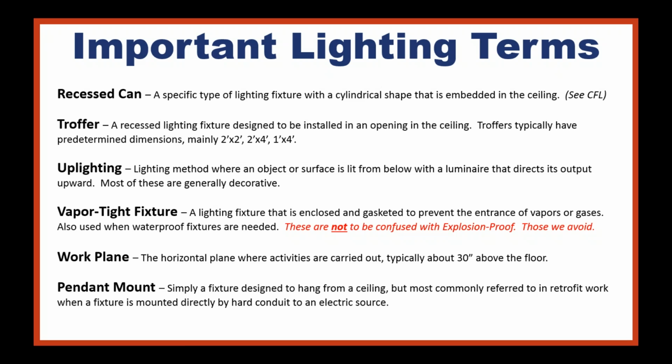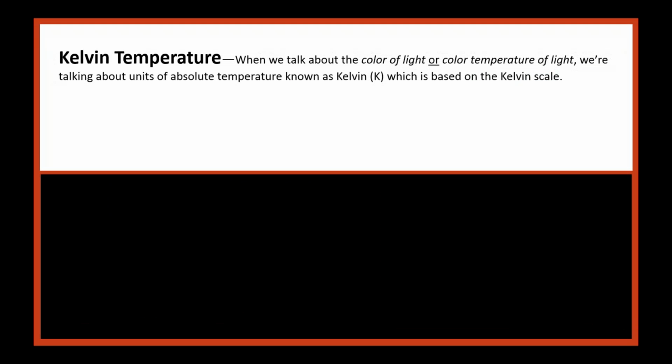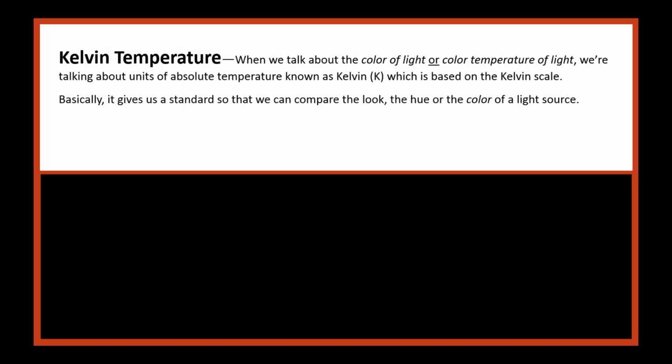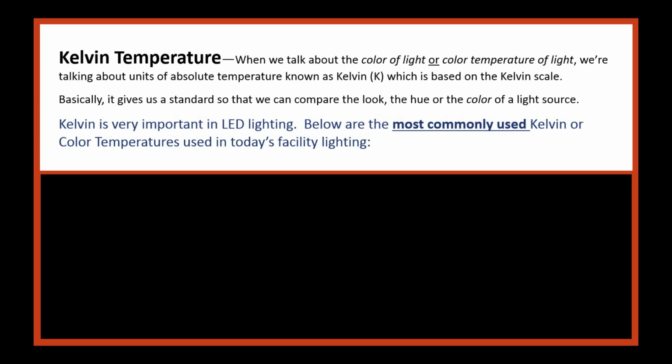The one term we are going to cover is Kelvin temperature. When we're talking about Kelvin temperature, we're talking about the color of light or the color temperature of the light. The system itself, why we call it Kelvin temperature, it's based on the Kelvin scale. So basically it gives us a standard so that we can compare the hue, the look, the color of light. A lot of people just simply refer to it as the color of light. Kelvin is very important in LED lighting. And we'll go over the most common Kelvin temperatures, what they mean, and why it is important.